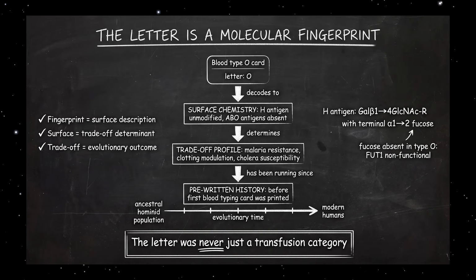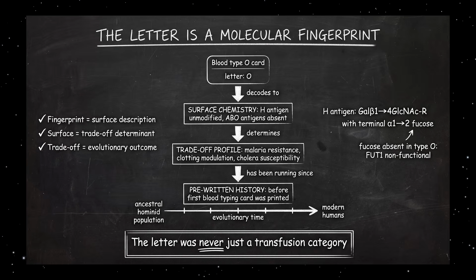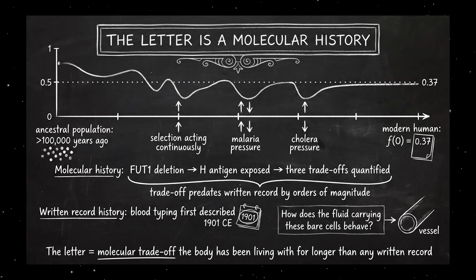The fingerprint describes a surface. The surface determines the trade-off. The trade-off has been running since before the first blood type card was ever printed. The letter was never just a transfusion category. The letter was a molecular history. The letter was a molecular trade-off the body has been living with for longer than any written record.